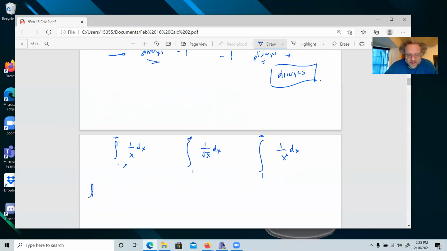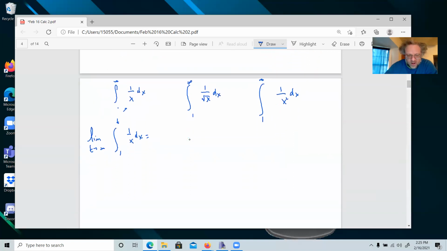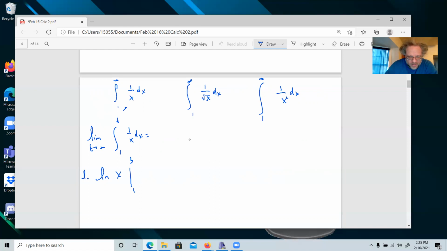We have the limit as t goes to infinity of the integral from 1 to t of 1 over x dx. This is equal to the natural log of x going from 1 to t. Since it's positive, I'm not going to use the absolute values. This is equal to the limit as t goes to infinity of natural log of t, minus natural log of 1, and this was divergent.